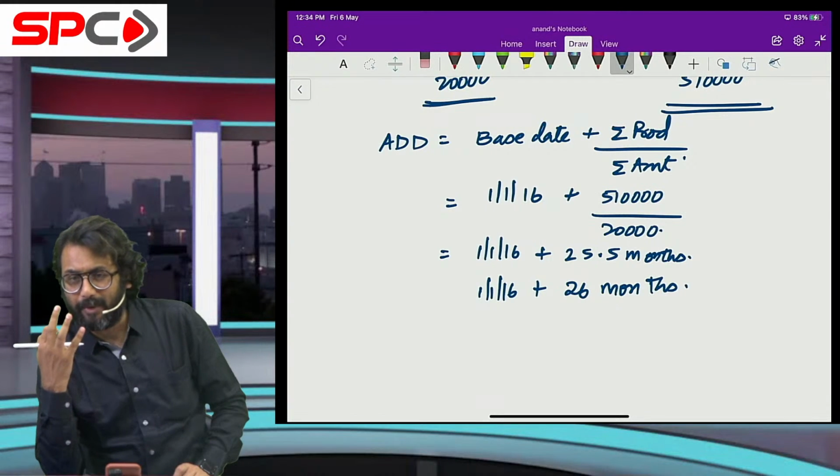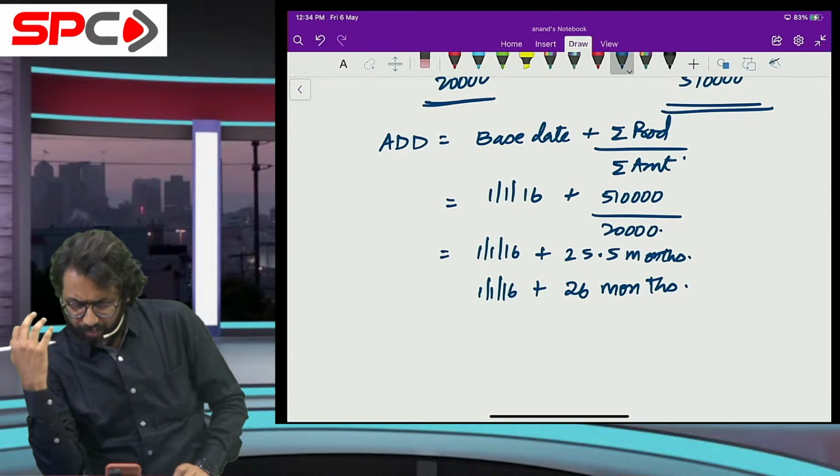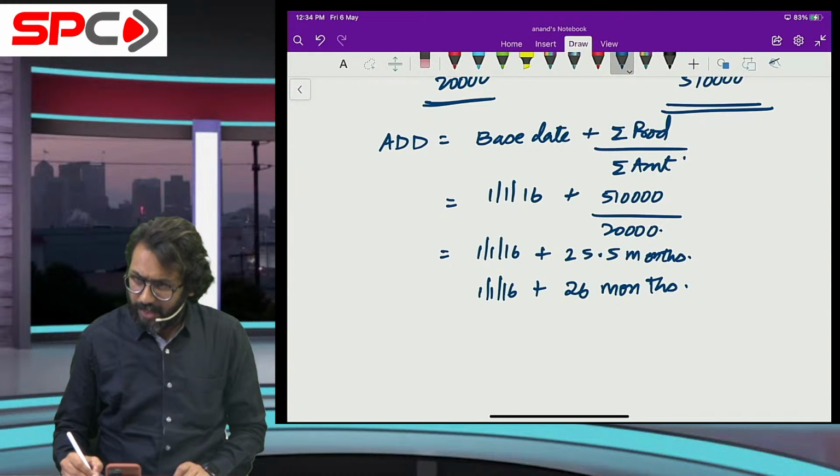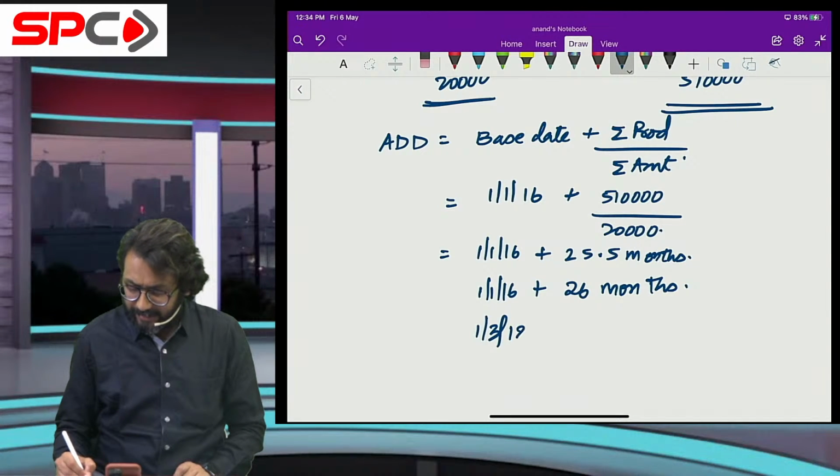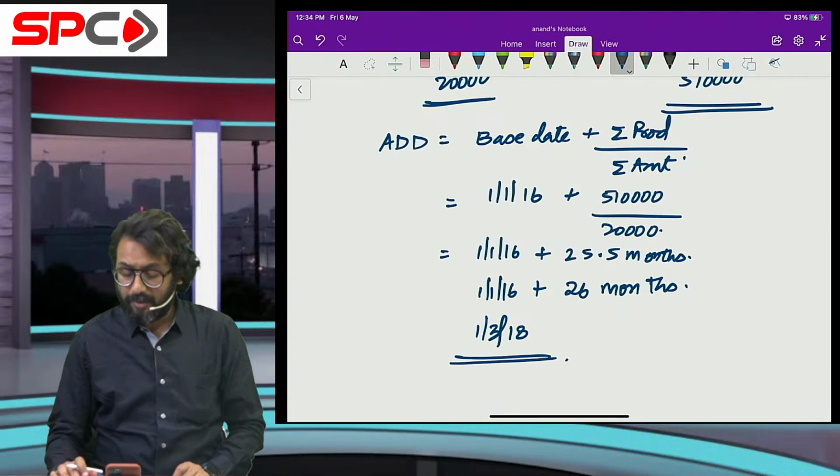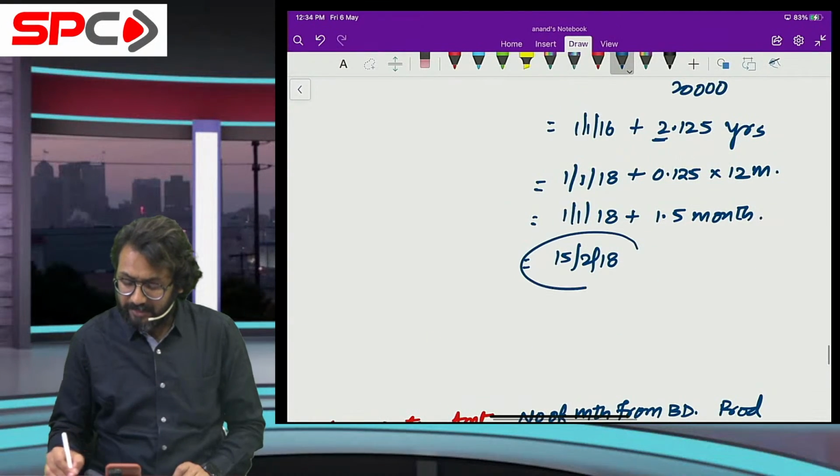1118. I have to add how many more months? 2 more months. So it will be what? 1st March 18. Yes or no? Now you will ask me, sir, why is there a rounding difference here? It is 15th February.